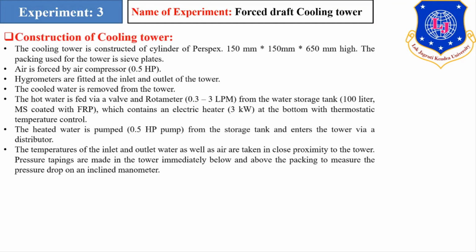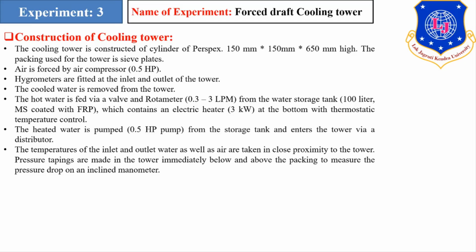Now the construction of the cooling tower, or the equipment which was used for the experiment. This is the basic construction: the cooling tower is constructed as a cylinder, approximately 150 mm in diameter and 650 mm in height. The packings used within the tower are CU plates. The air is passed through the cooling tower by means of an air compressor. Then the cooled water is removed from the bottom of the tower. The hot water was fed via a valve and a rotameter, which were arranged at the bottom.